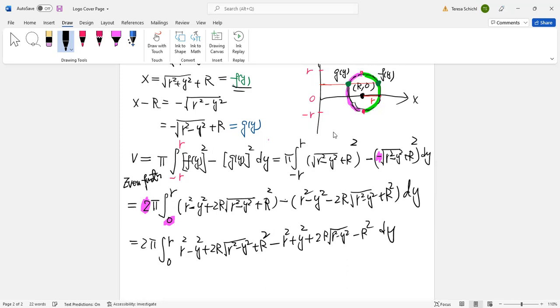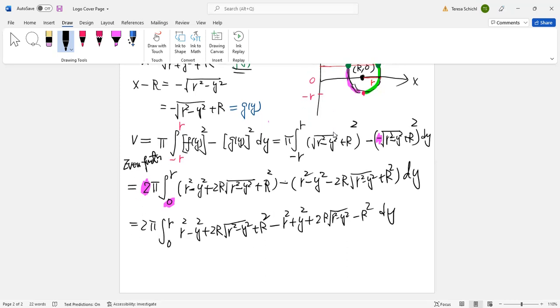Let's take a look at how many things we can cancel here. We see r squared, y squared, y squared, r squared, r squared. So now what do we have here? This is the 2 pi from 0 to R, and how many r's?